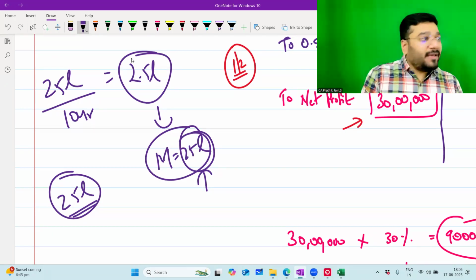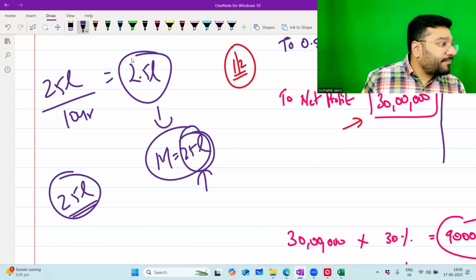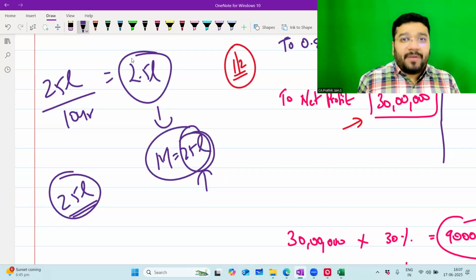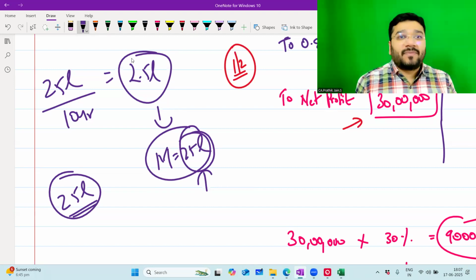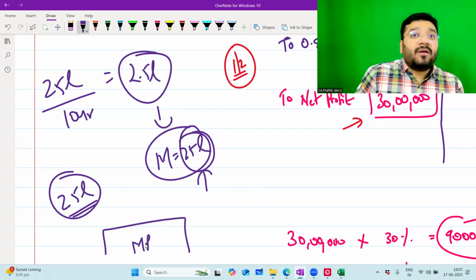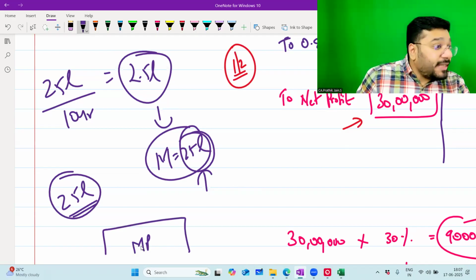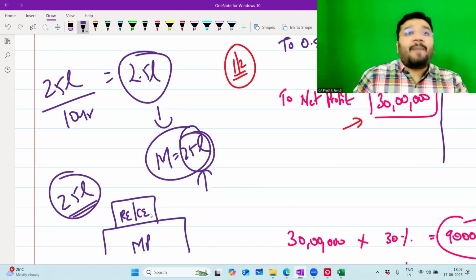About the matching principle, not only here, multiple places I'll be discussing. The concept of prepaid expenses and outstanding expenses all come because of which principle? The matching principle. So they came out with a rule called the matching principle. Based on this matching principle rule only, they came out with the concept of revenue expenditure versus capital expenditure.